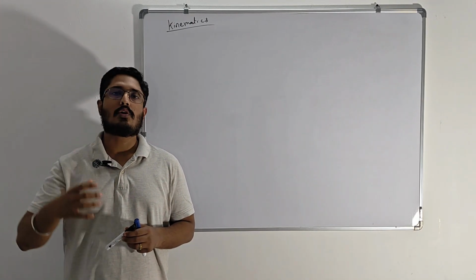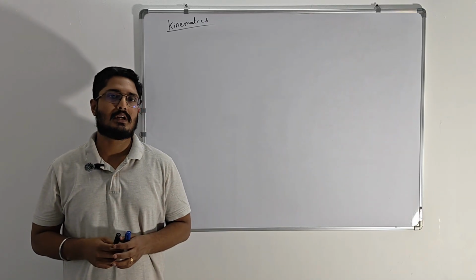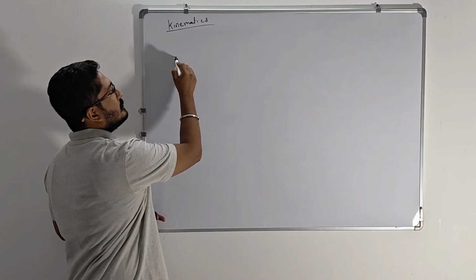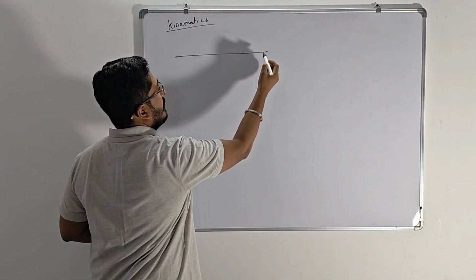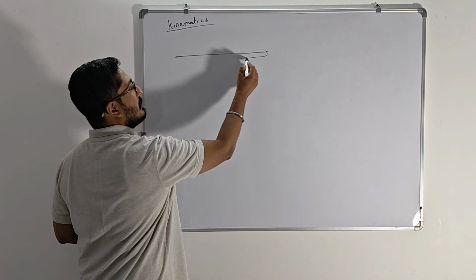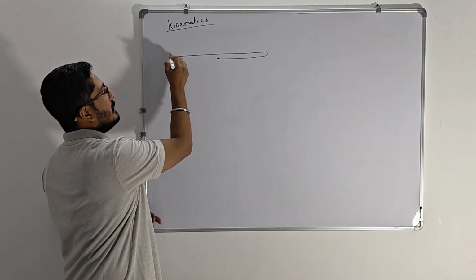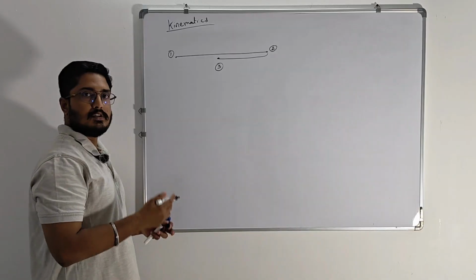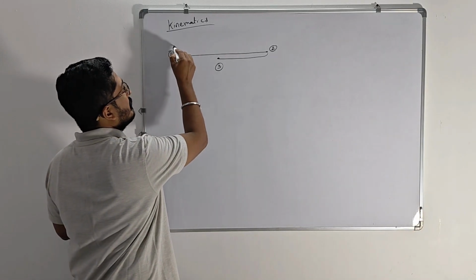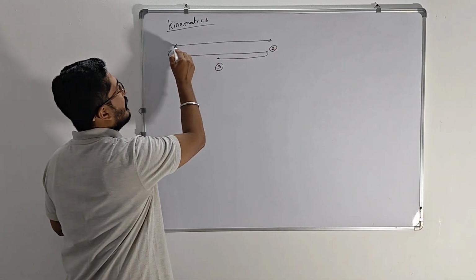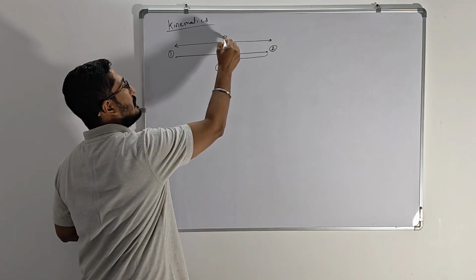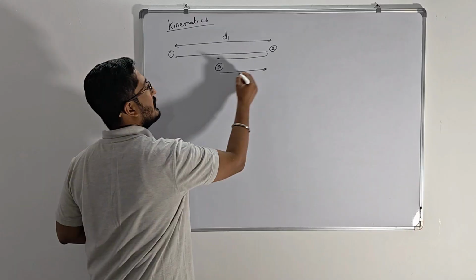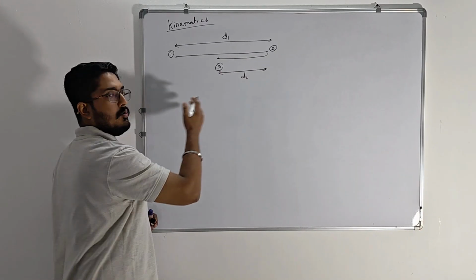Distance is nothing but the total path length covered by a body. So basically, if a body starts from location 1, and goes to location 2 and then returns back to location 3. So this is location 1, 2, and this is location 3. During this motion, let us say he covered a path length of L1, or we can say D1, from 1 to 2. In returning back, he covered a path length of D2 from 2 to 3.